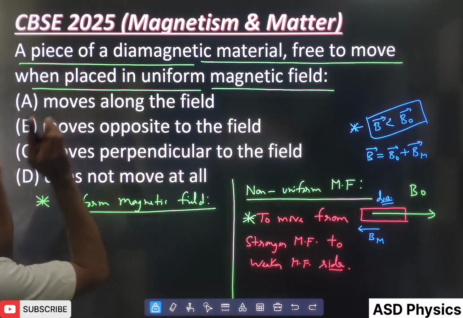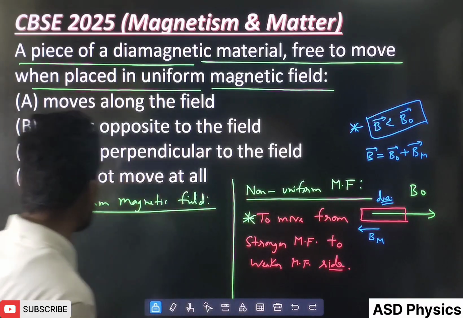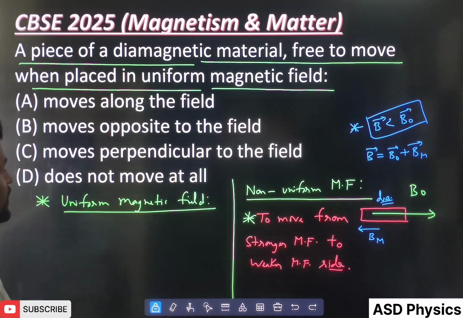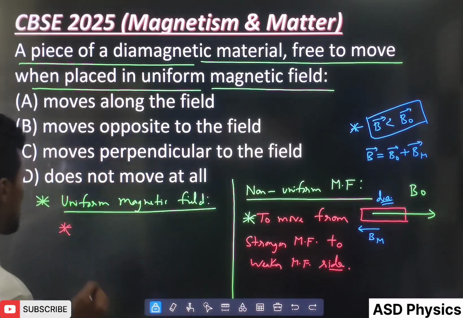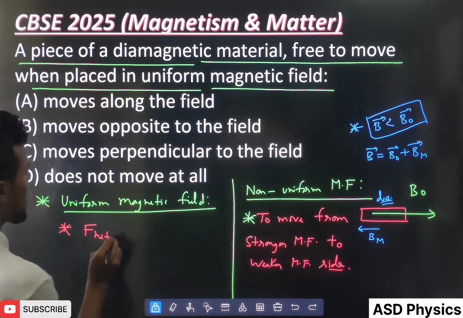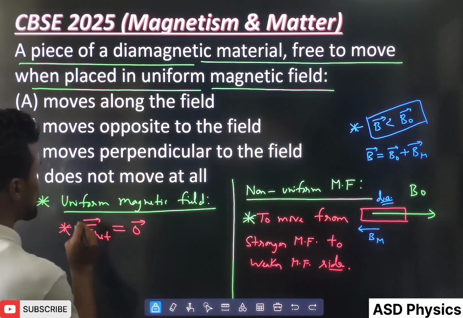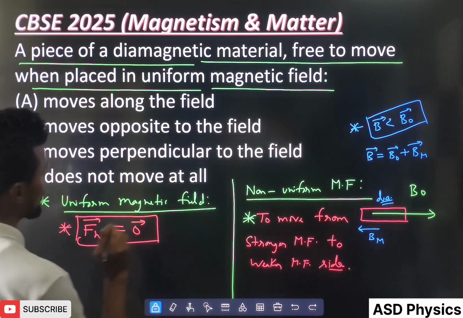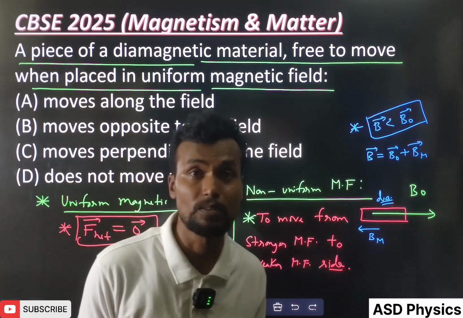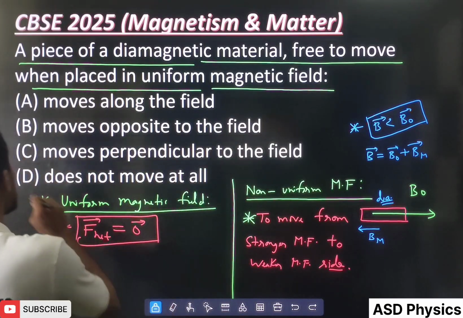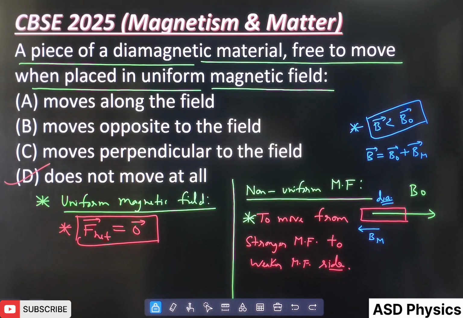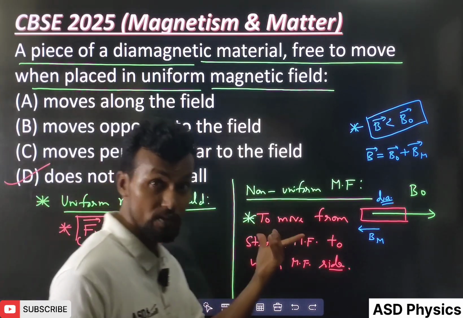Why? Because to understand uniform magnetic field, we need this. Now students, for the uniform magnetic field, here there is no stronger magnetic field side, no weaker magnetic field side, is it? So there will not be any tendency developed. Why? Because in a uniform magnetic field, the net force acting on the diamagnetic substance will be 0, and that means it does not move at all, is it? So the correct option is option D, is it? Very basic thing. To understand this, first we need to know this, is it?